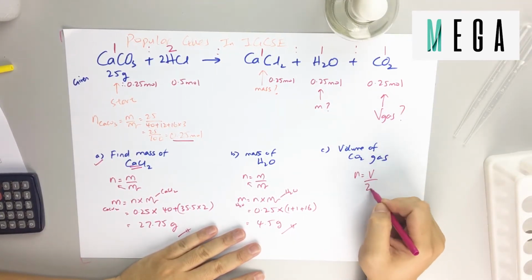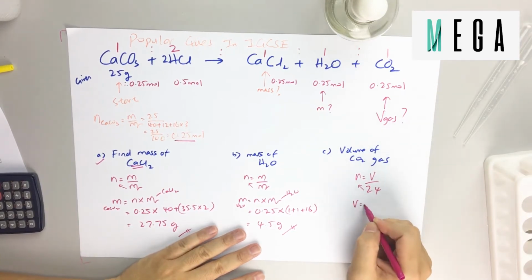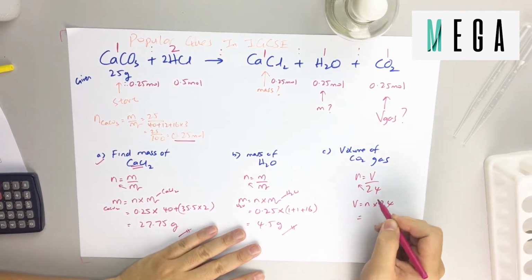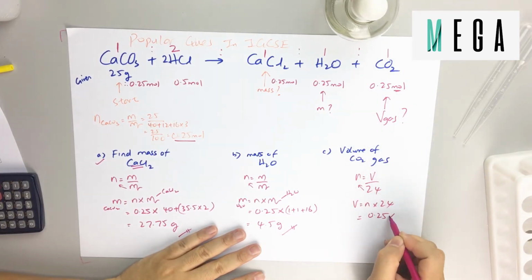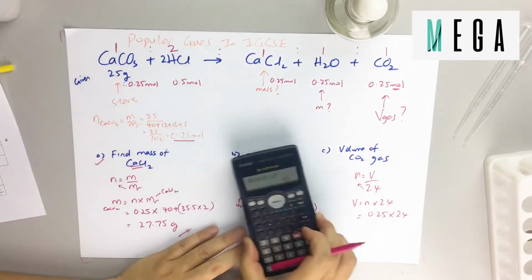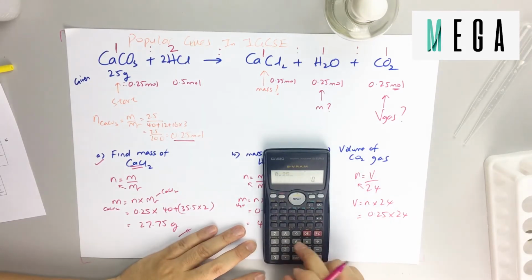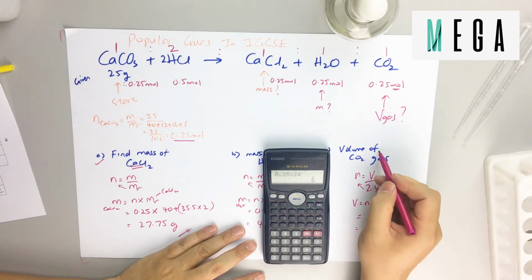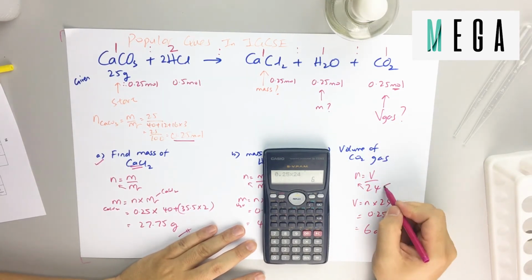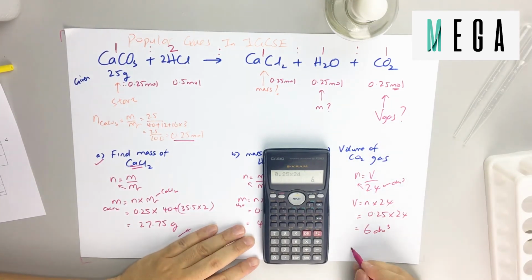the formula n equals V over 24. Rearrange the formula, n is 0.25. You see, no matter what the gas is, you always times by 24. That's why it's very easy. And you get 6 dm cube. Make sure you put in dm cube since it's 24 dm cube. This is about 4 to 5 marks in your exams.